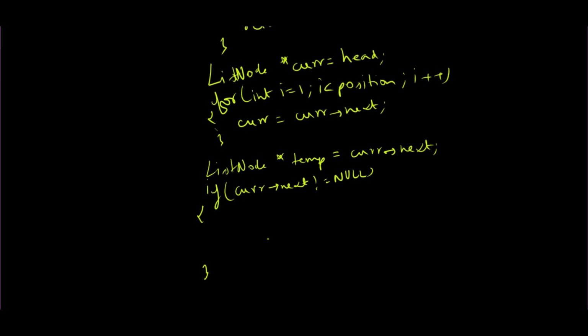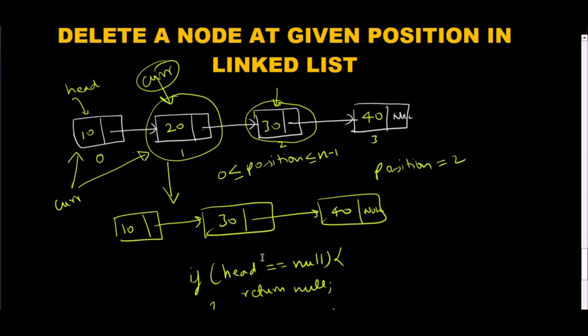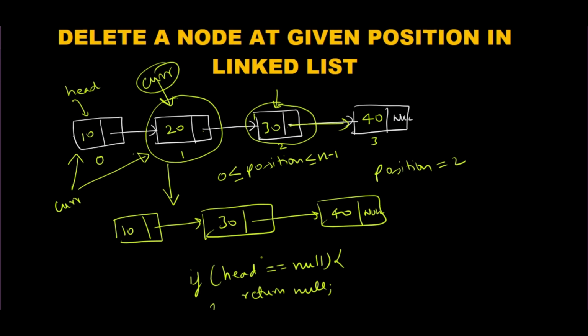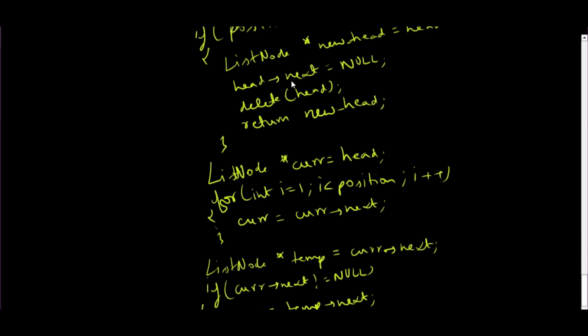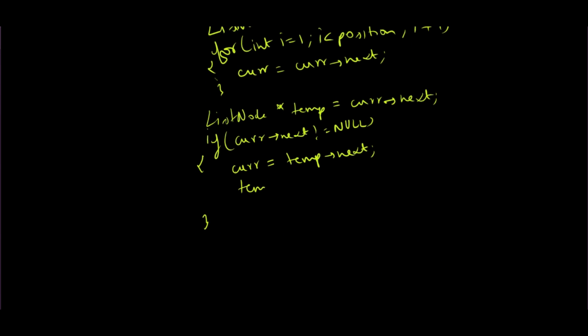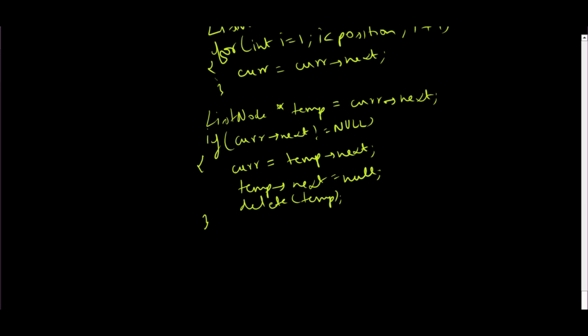If it is not null, we will do current next equals temp next. That means we are linking current's next to this 40, and if it was null, it will link to null only. Now we need to make temp next null and then delete it. We'll do temp next equals null, then we'll delete this temp because this temp is of no use now.